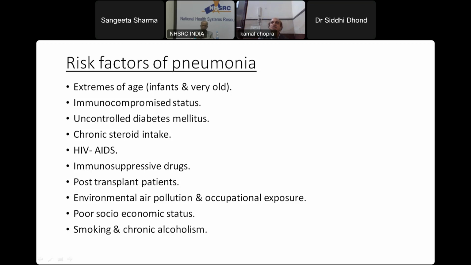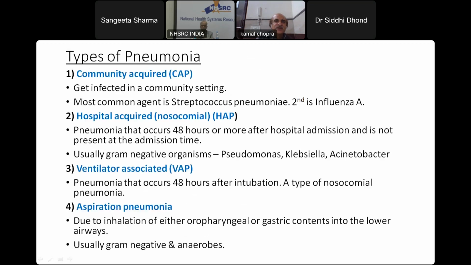Cross-infection, overcrowding. Smoking and chronic alcoholism usually decrease immunity. So these are the factors where we find pneumonia. For clinical purposes, we divide pneumonia into 4 types.